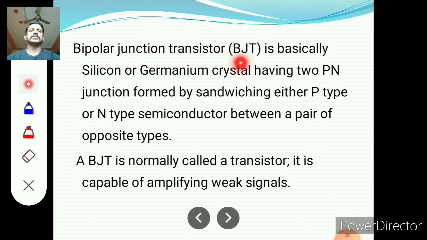Bipolar junction transistor, BJT, is basically a silicon or germanium crystal having two PN junctions formed by sandwiching either P-type or N-type semiconductor between a pair of opposite types. A BJT is normally called a transistor. It is capable of amplifying weak signals.